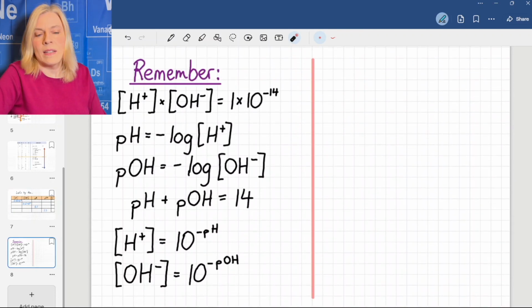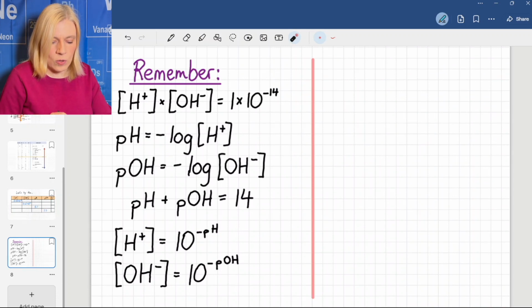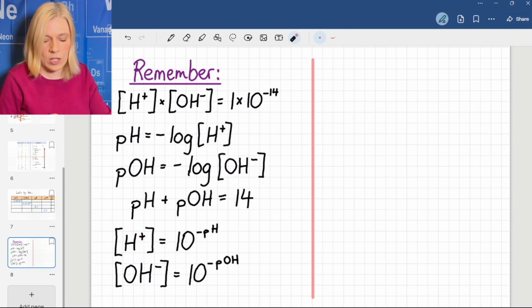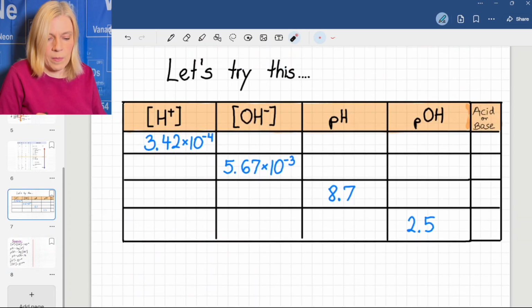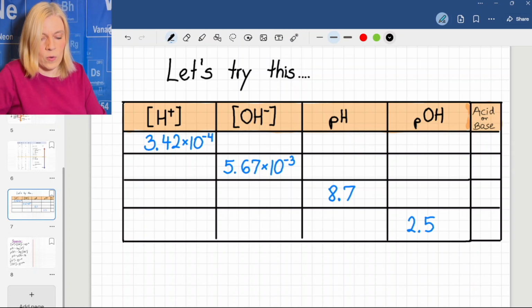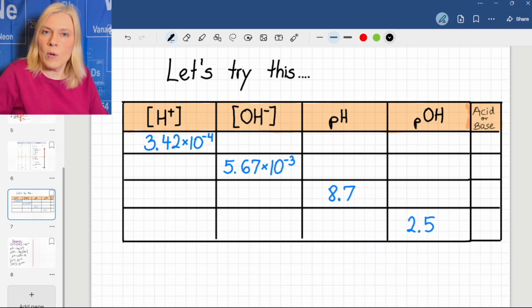Keep in mind these things. These things are really, really important to maybe have memorized. And I need you to notice you can always find your H plus concentration if you do 10 to the negative pH. And 10 to the negative pOH gives you hydroxide ion concentration. So let's do the first problem. Let's throw some numbers in here. If we have 3.42 times 10 to the negative 4, can we figure out our OH minus concentration? I think so, right?